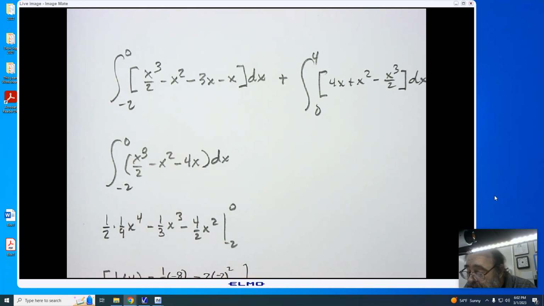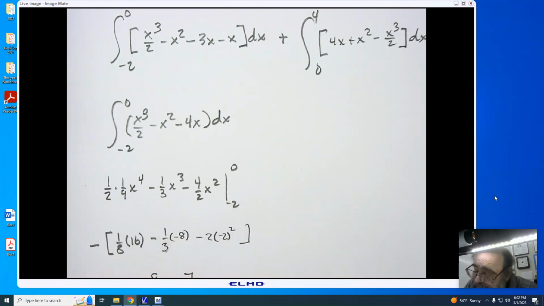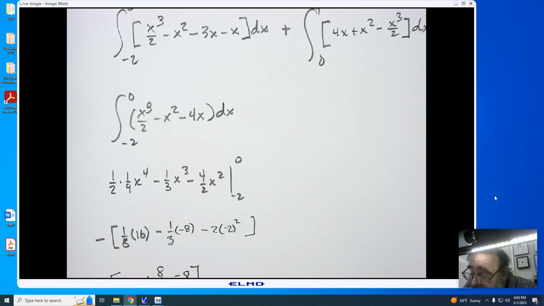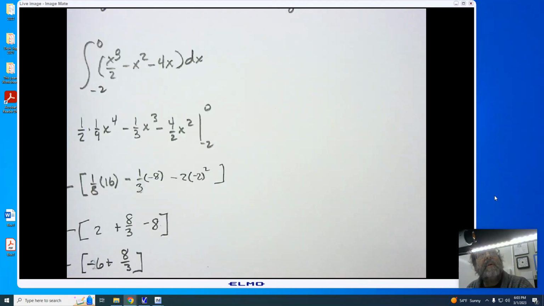This is giving me 2 plus 8/3, and then I have 4 minus 8. And this is giving me negative 2 plus, let's do minus 6 plus 8/3. And this is going to give me a negative 3 and 1/3. And that is the positive 3 and 1/3 that we got before.